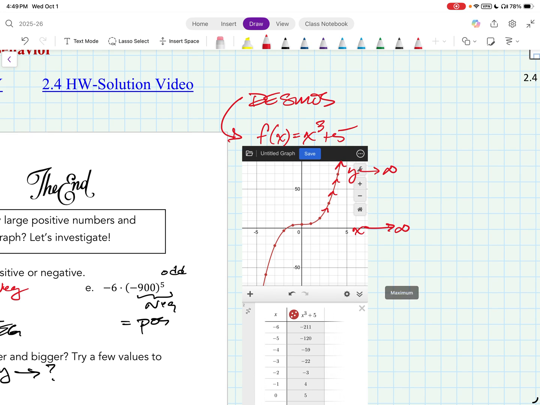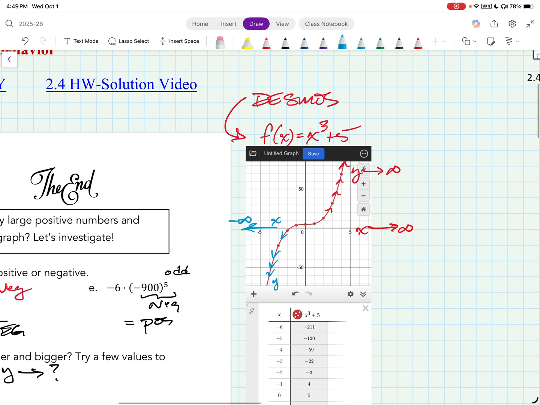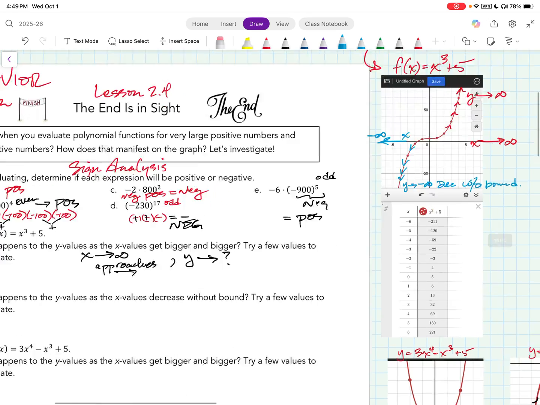On the flip side, if x approaches negative infinity, so it's getting more and more negative, notice the function also decreases here, and so we say that the y values go to negative infinity, which means they decrease without bound. It means they simply go down forever. So having said that, you can even see it in the table, by the way.